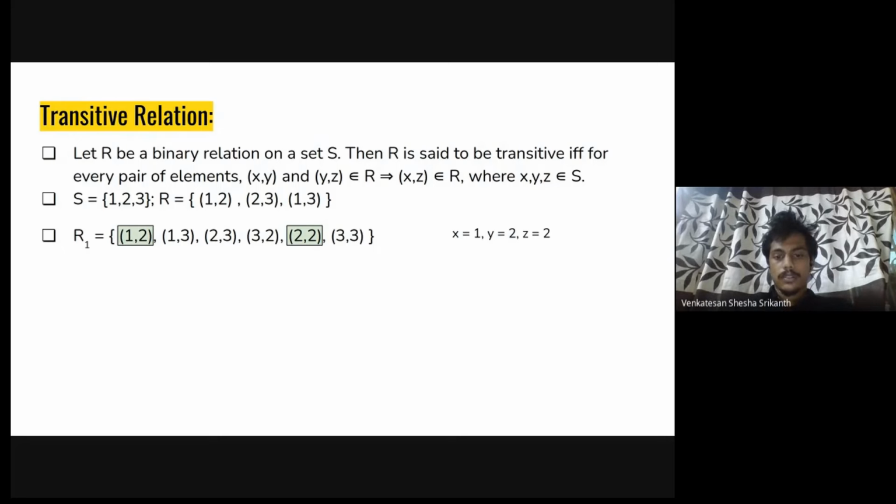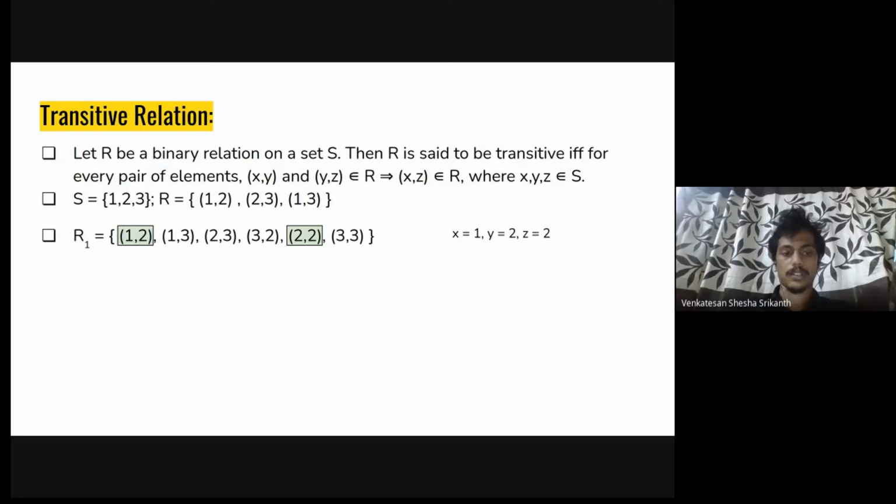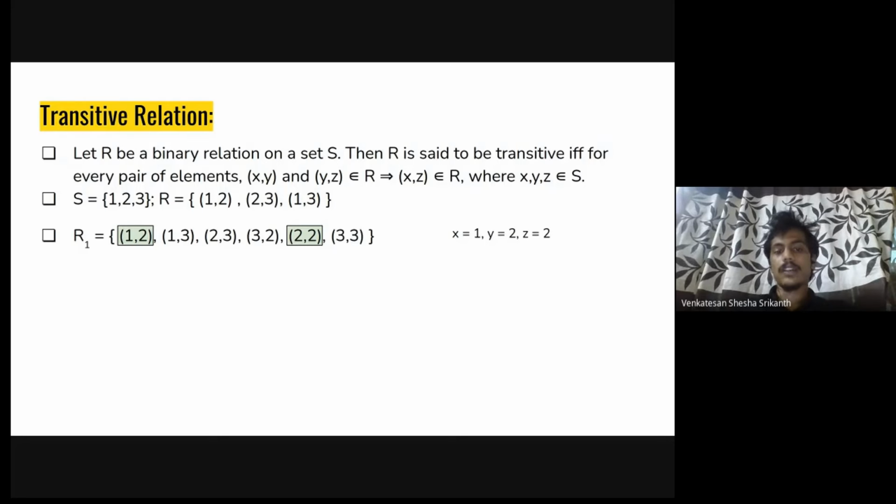So there is 1, 2, which is x comma y. There is 2, 2, which is y comma z. So I should also have 1, 2, which is x comma z, which is the same as the first element, 1, 2. So with respect to 1, 2 and 2, 2, there is also a third element 1, 2, which satisfies the transitive property. Therefore, with respect to 1, 2 and 2, 2, it is transitive. R1 is transitive. Similarly, we check for 2, 3.